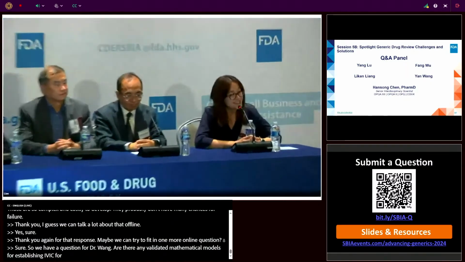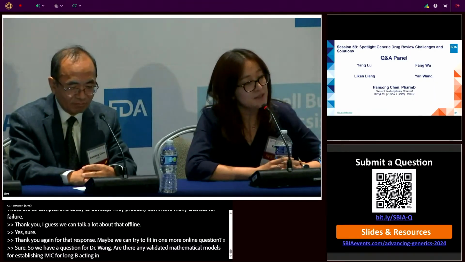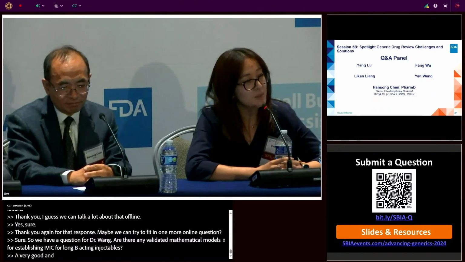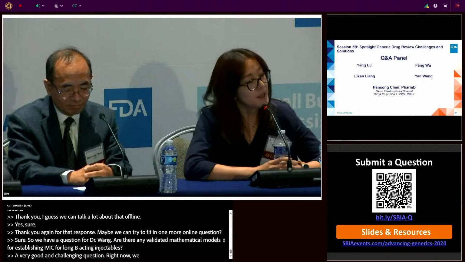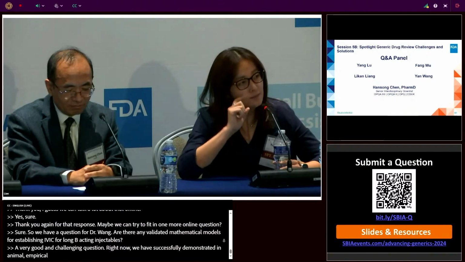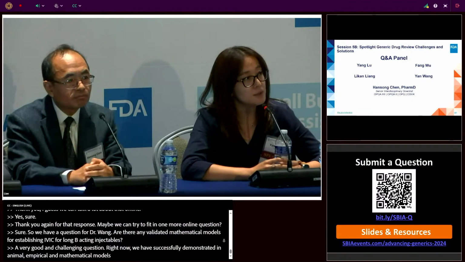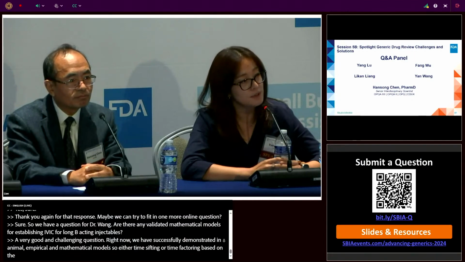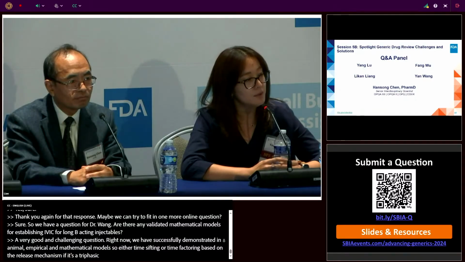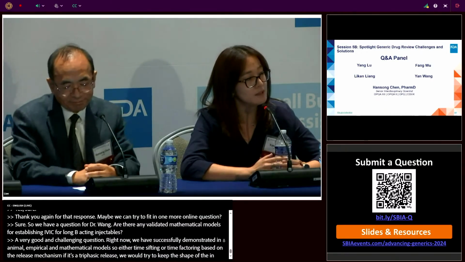A very good and challenging question. As of now, I think the IVIVC we have successfully demonstrated in animals used more empirical mathematical models, either time shifting or time scaling, based mostly on the release mechanism. If it's a sigmoidal triphasic release, we would try to keep the shape of the in vitro profile, then just compare the time scale and factor that.